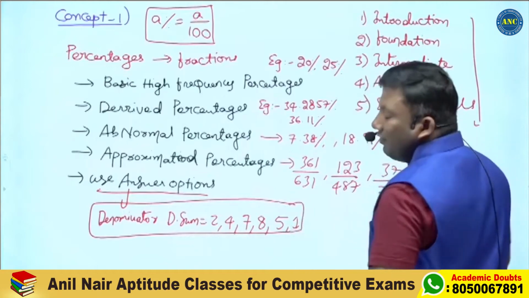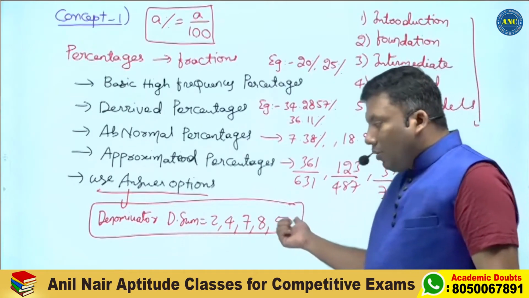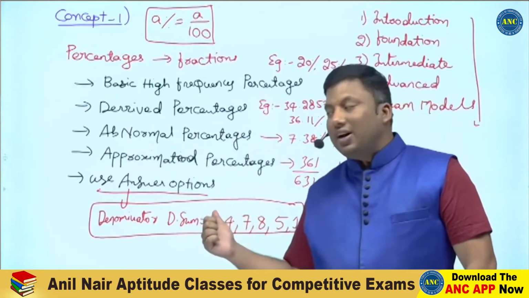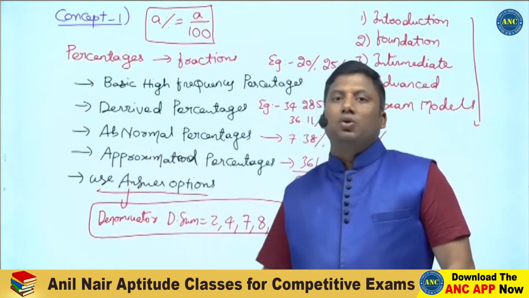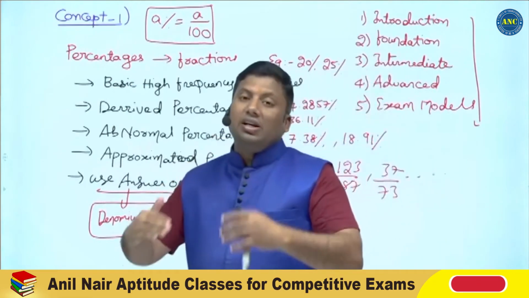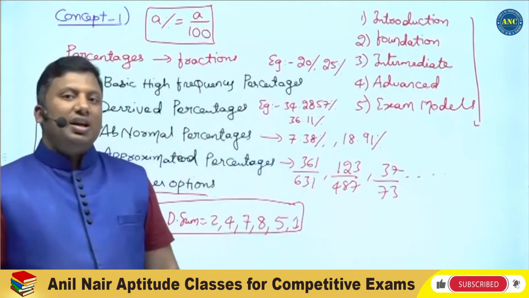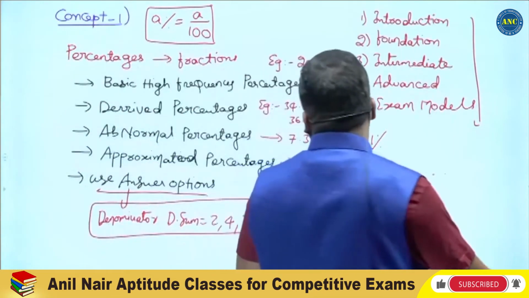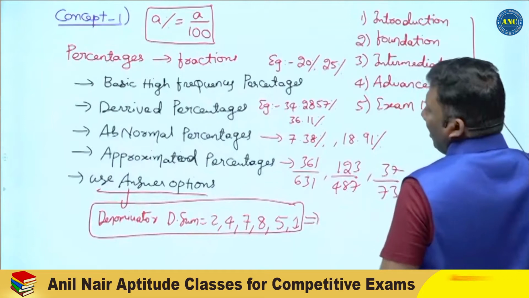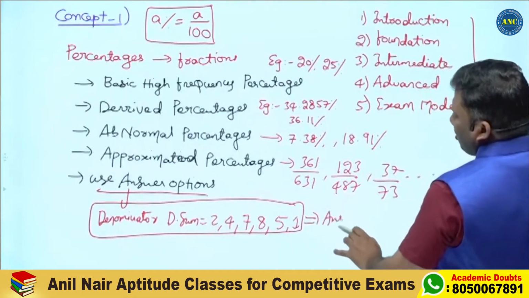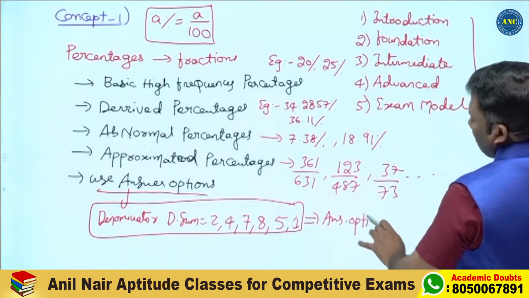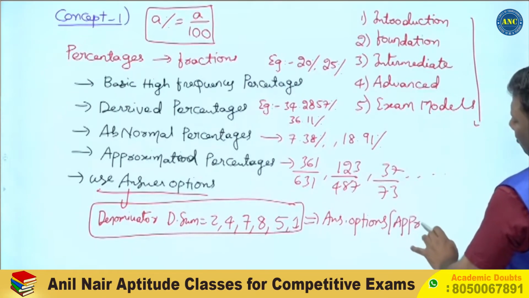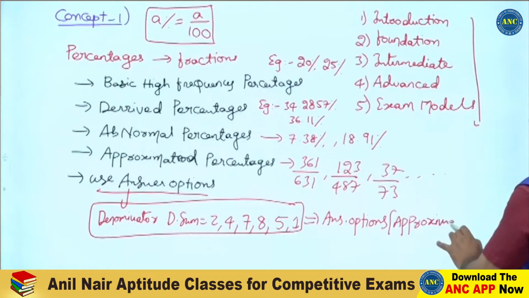5 and 1. We can use exact answer options. Only when the denominator digital sums are 1, 2, 4, 5, 7 and 8, then only we can make use of answer options. The question contains fractions, and the answer contains answer options. Digital sum 1, 2, 5, 7 or 8, right? And if the answer options are approximated, then also digital sum cannot be used.